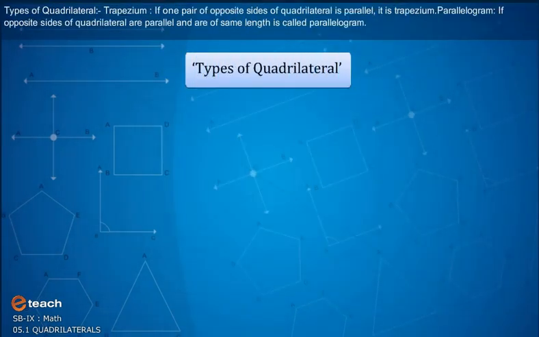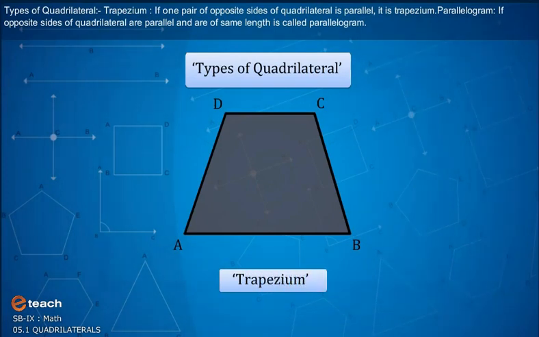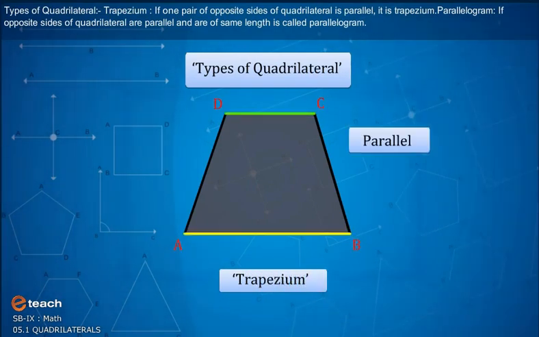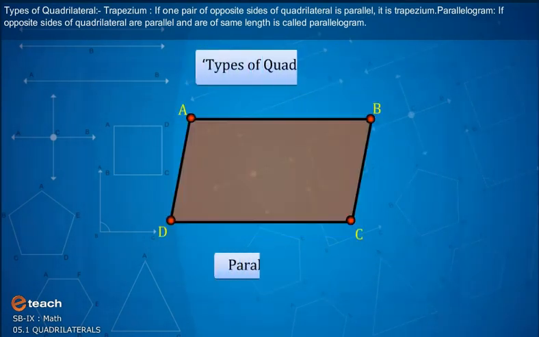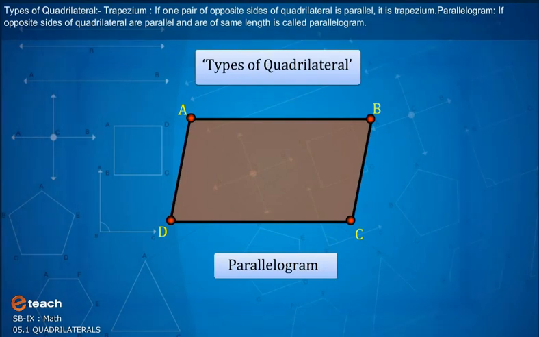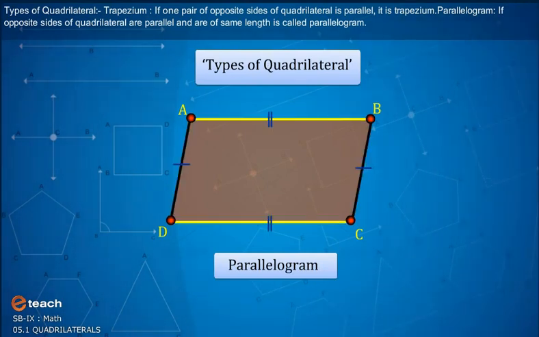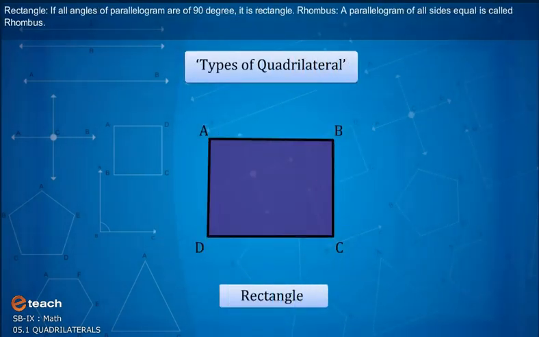Types of quadrilateral: trapezium. If one pair of opposite sides of quadrilateral is parallel, it is trapezium. Parallelogram. If opposite sides of quadrilateral are parallel and are of same length, it is called parallelogram. Rectangle. If all angles of parallelogram are of 90 degree, it is rectangle.